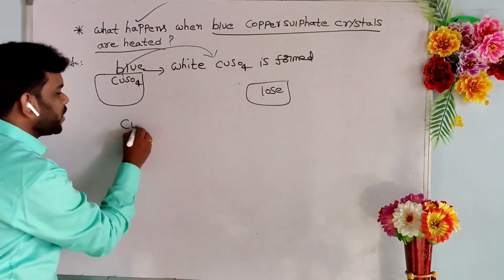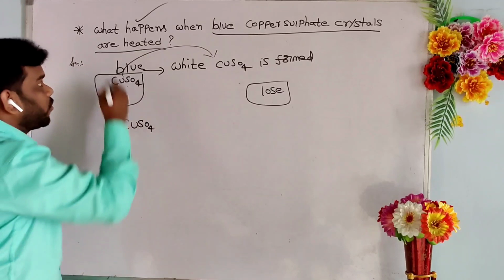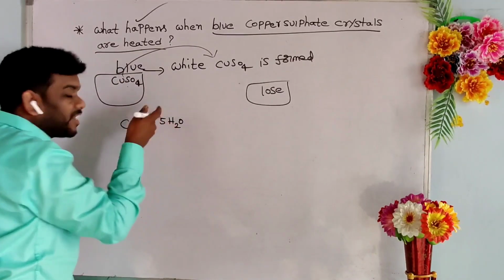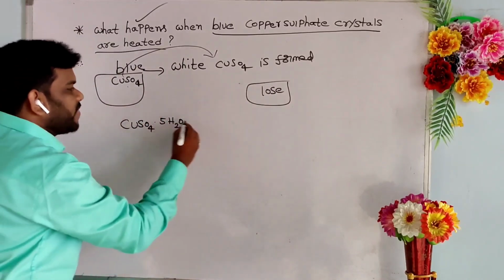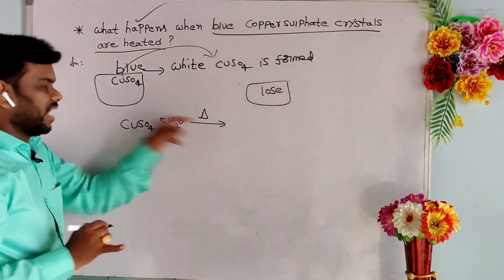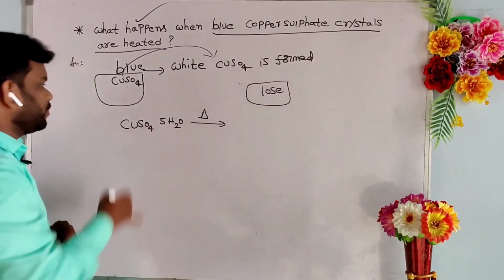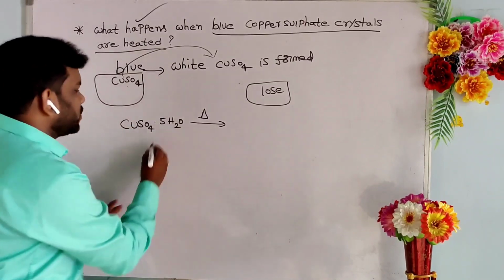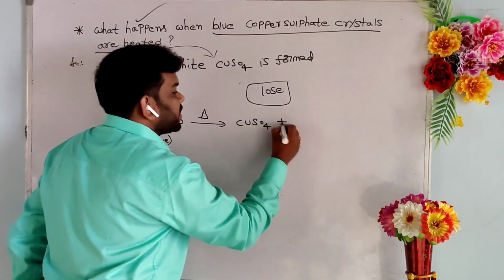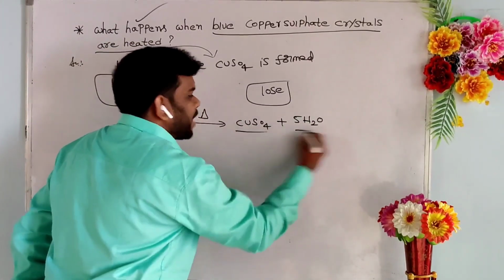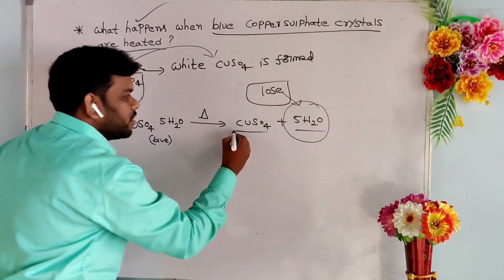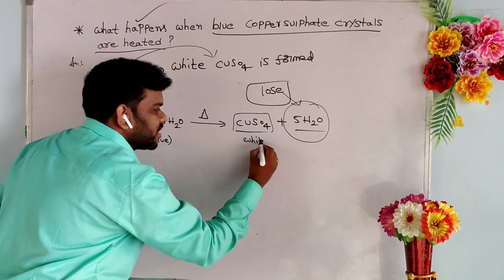What is that? CuSO4. In the water of crystallization, copper sulfate includes 5 water molecules. When you heat it, delta means heat symbol. Please remember, delta means heating symbol. So copper sulfate is heated. This is blue color. Then immediately this copper sulfate plus 5H2O separates. Separate means the 5 water molecules are lost. Then white color copper sulfate is formed.